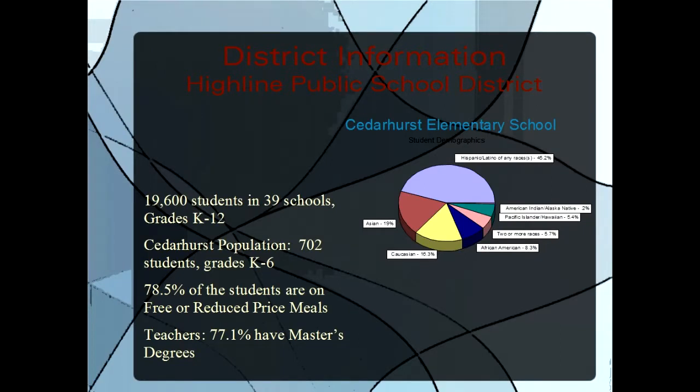Cedarhurst Elementary School is part of the Highline Public School District, and this particular school has 702 students in grades kindergarten through 6th grade. 78.5% of the students are on free or reduced price meals, and over 45% of the students are Hispanic. 19% of them are Asian, 16.3% Caucasian. And this particular school has teachers who have a high percentage of master's degrees. 77.1% of the teachers have master's degrees.